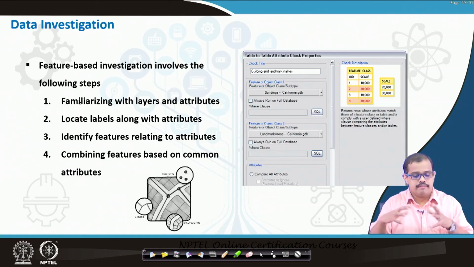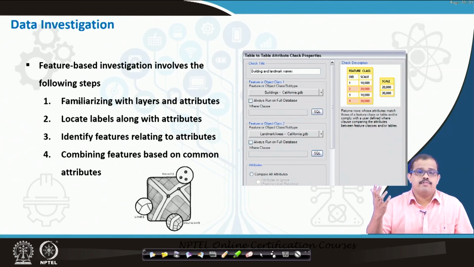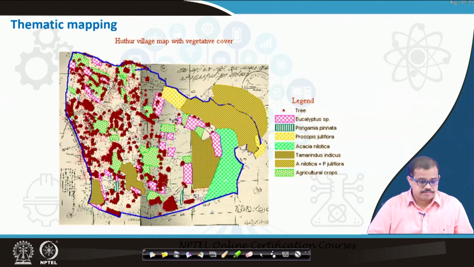Then combine features based on any common attributes. For example, if there are certain features which can be indicated with a common attribute, you can combine them. That is the speciality of a feature based investigation. So when you couple a feature based investigation with a map based investigation, that gives you an excellent output, and coupled with your surveys or your validation on the ground, it will give you an extremely important data set or output that can be visualized.